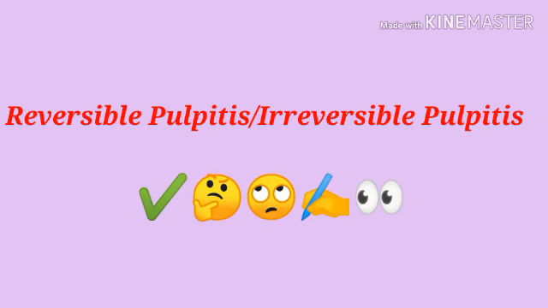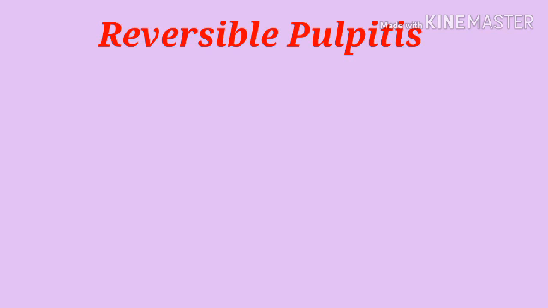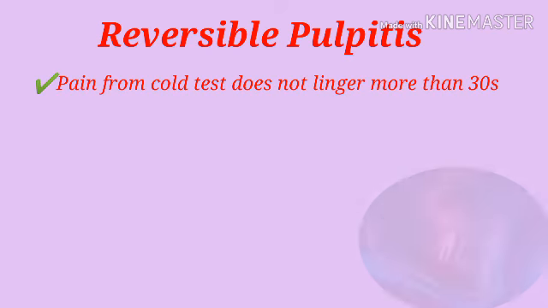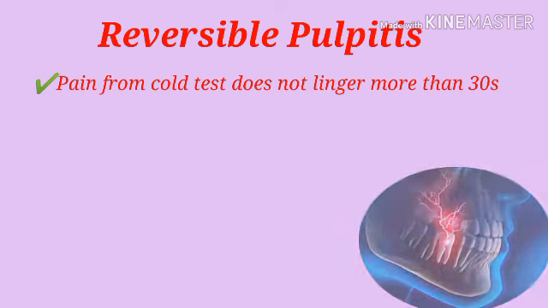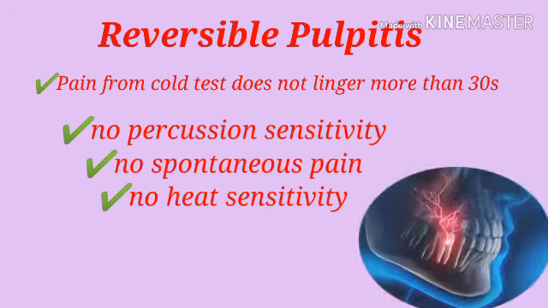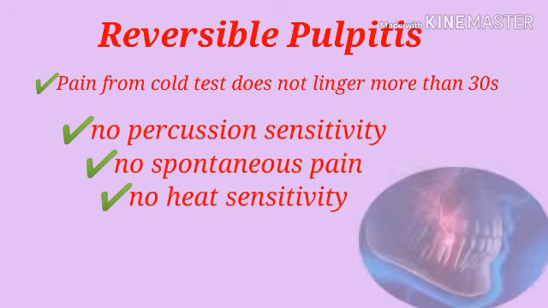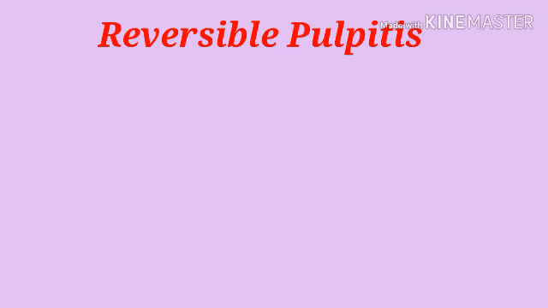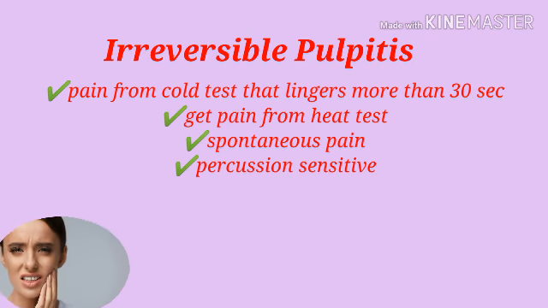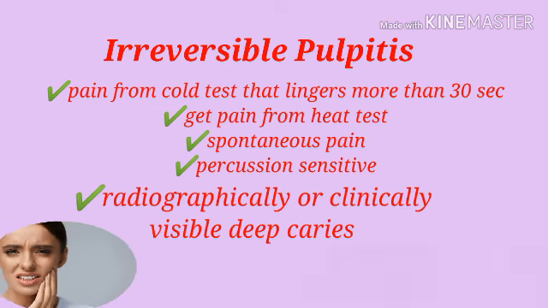So let's check the diagnostic features of reversible pulpitis and irreversible pulpitis. For reversible pulpitis, there is pain from cold test that does not linger more than 30 seconds. No percussion sensitivity, no spontaneous pain, no heat sensitivity. For irreversible pulpitis, there is pain from cold test that lingers more than 30 seconds, may get pain from heat test, may have spontaneous pain, may be percussion sensitive, and radiographically or clinically visible deep caries.